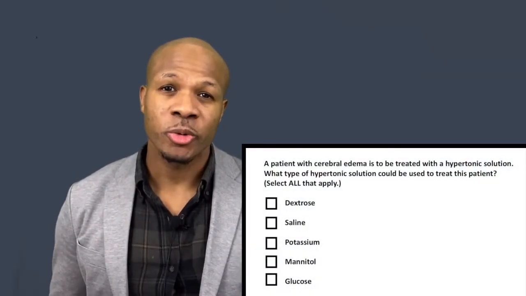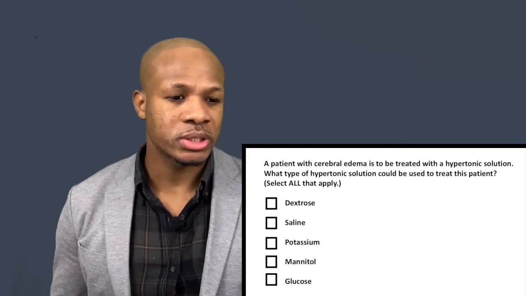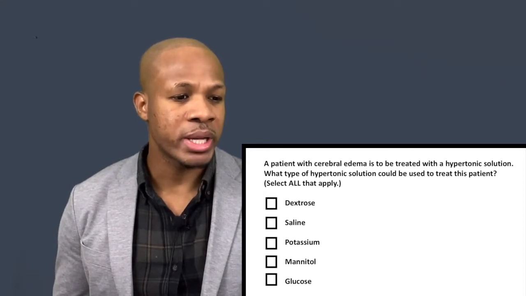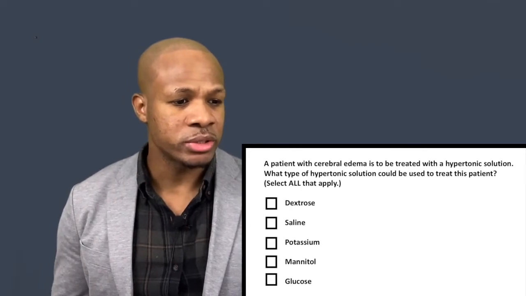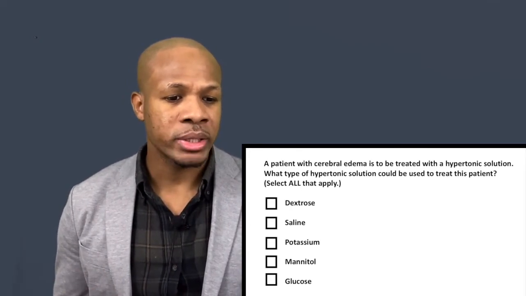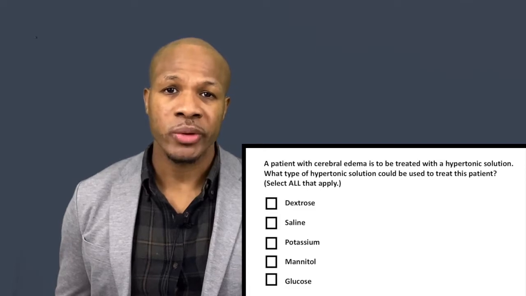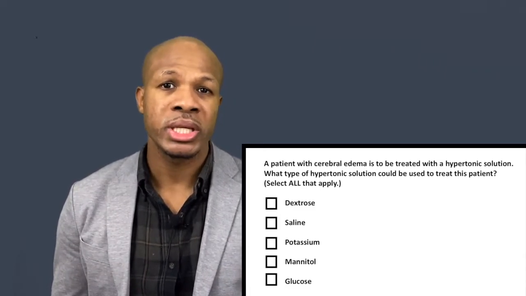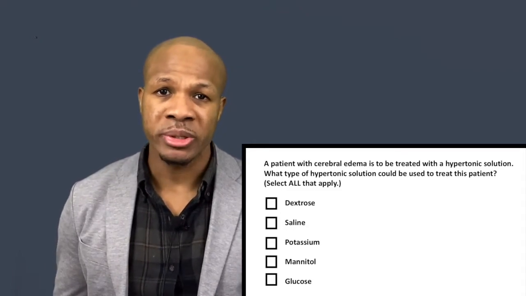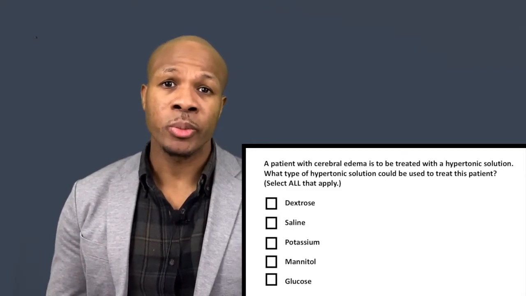Okay, question number one says, a patient with cerebral edema is to be treated with a hypertonic solution. What type of hypertonic solution could be used to treat this patient? Select all that apply. Okay, so here we have a very straightforward question. It's just asking us what type of hypertonic solution could be used to treat a patient with cerebral edema. Cerebral edema is a term for brain swelling.